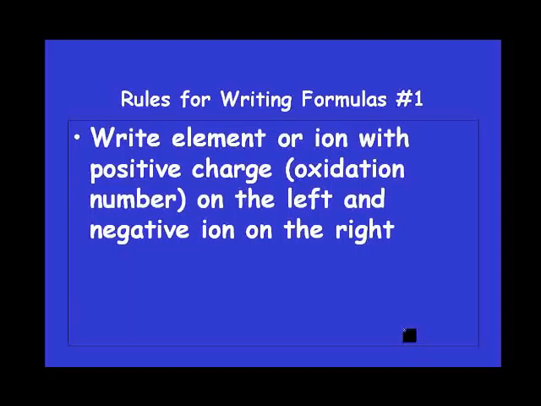Now, there's another way that we can do this without having to draw the Lewis diagrams for all of our atoms. Step number 1 would be to write the elements or ions with the positive charge on the left side and the atom or ion with the negative charge on the right side. So we will have our metal on the left and our nonmetal on the right. So if we look at our calcium and chloride, Ca and Cl. Calcium ion would be a positive 2. The chlorine ion would be a negative 1.